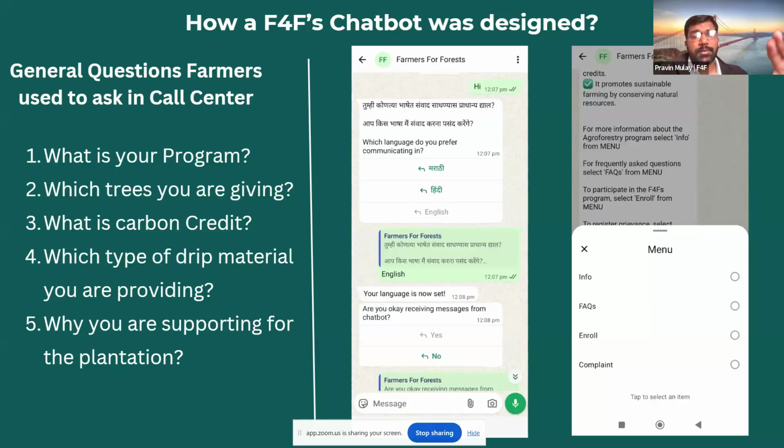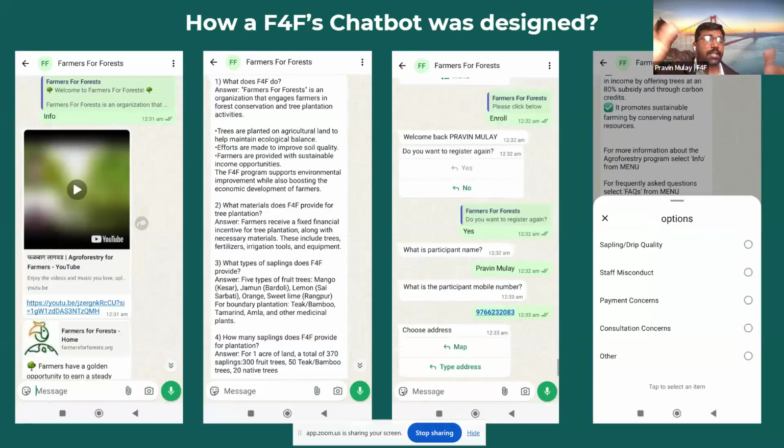The enrollment previously happened either via the call center or with the field team member, but now they have started enrolling in the program by themselves. And if farmers have any complaint related to the program or any grievances, they can report via the chatbot. So these are the 4 screenshots, or the 4 different functionalities.